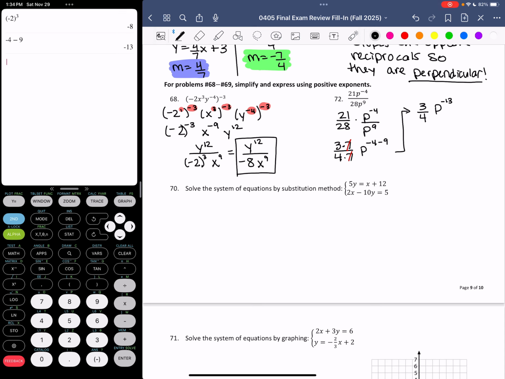Now I need to make that a positive exponent. So I'm going to leave the 3 on the top, and I'm going to put 4 on the bottom, and p to the positive 13 down here. So now this would be my final answer to make it look clean.